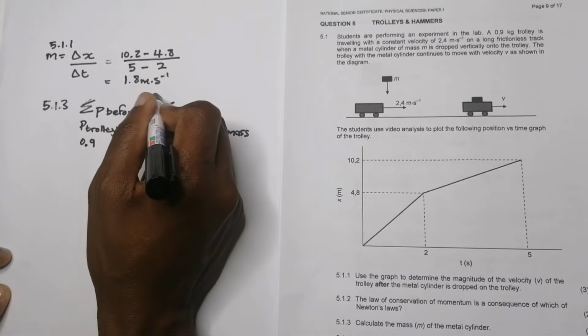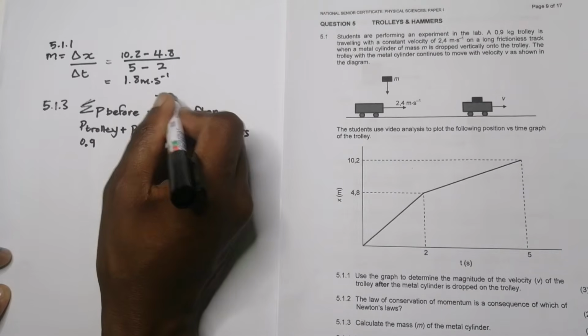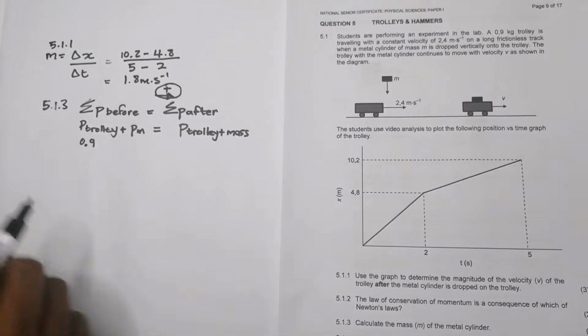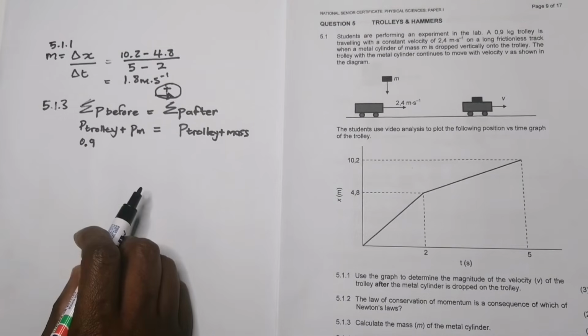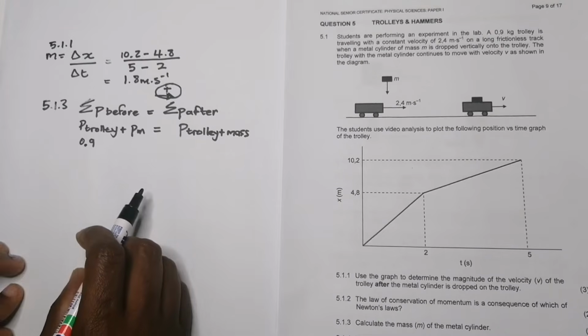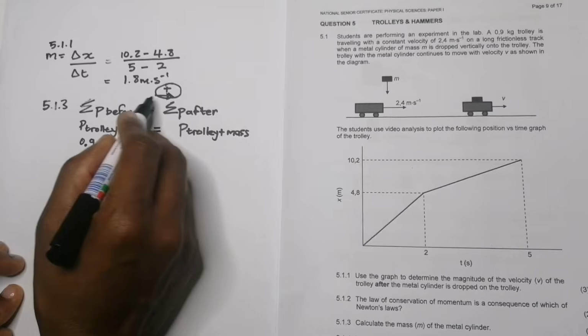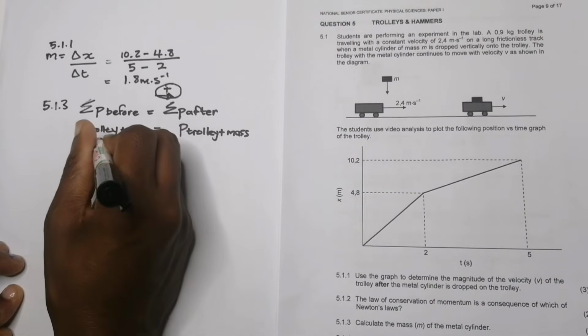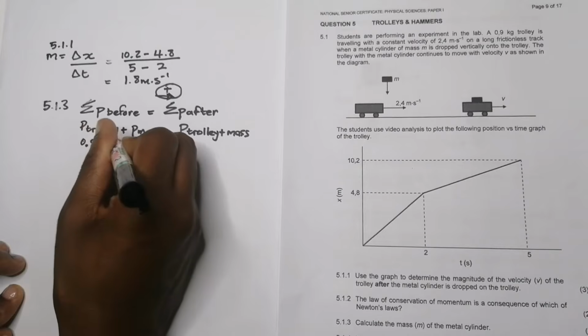Just something to also consider. Please remember, we always choose a positive direction when we have to apply linear momentum. The reason is very important, because momentum is a vector quantity, right? So in this case, I'm choosing that direction to be positive, so my velocity 2.4 should be a positive velocity.